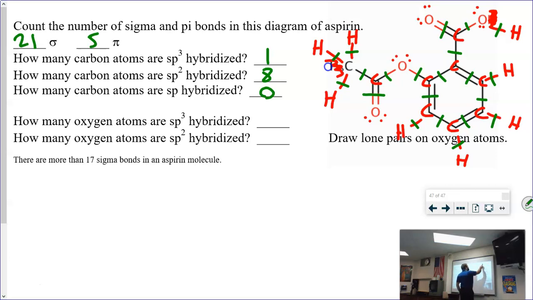The other two oxygens, this one up top with the double bond, is a coordination number of 1, 2, 3. The oxygen on the end is a coordination number of 1, 2, 3, 4. It's bonded to a carbon and a hydrogen for 2, and 2 lone pairs for 2 more. So it looks like we have 2 of each. The double bonded oxygens are sp2 hybridized. They have a coordination number of 3. The single bonded oxygens with 2 atoms attached are sp3 hybridized because they have a coordination number of 4.